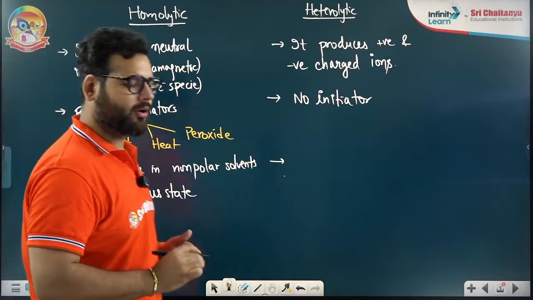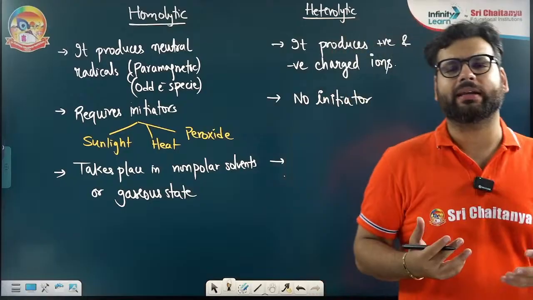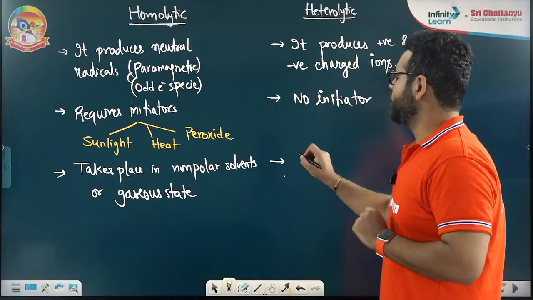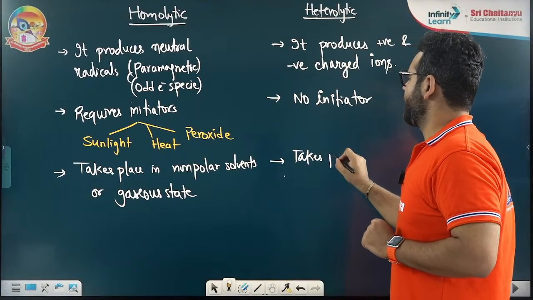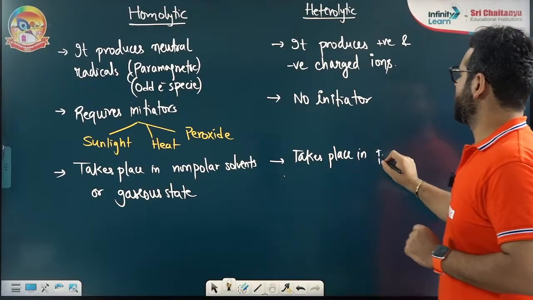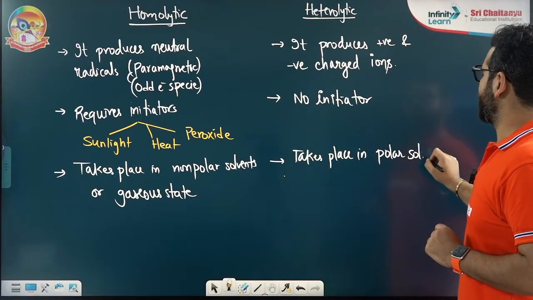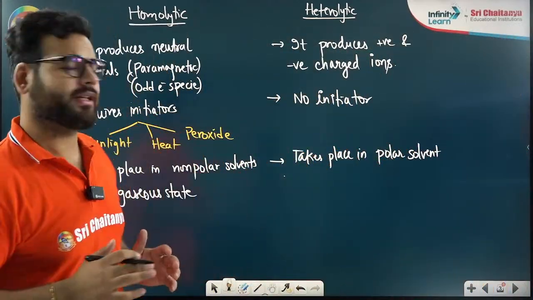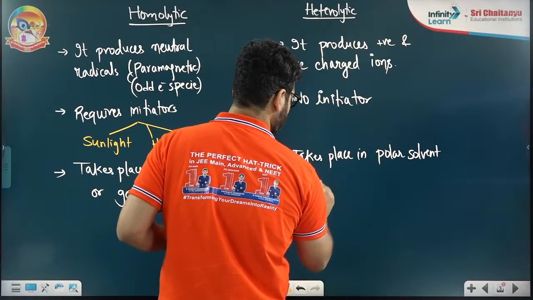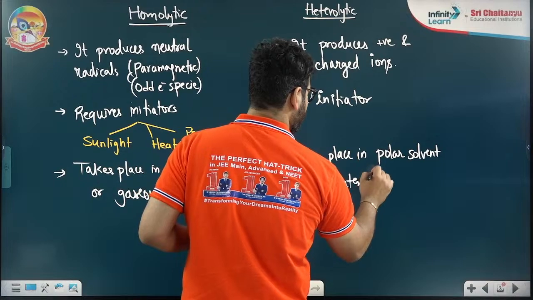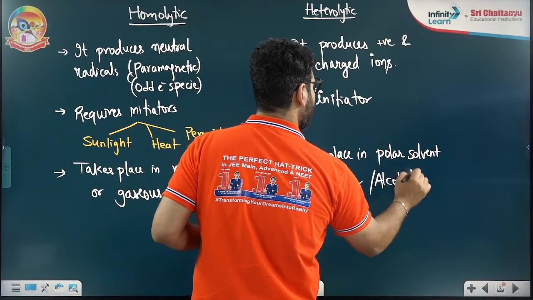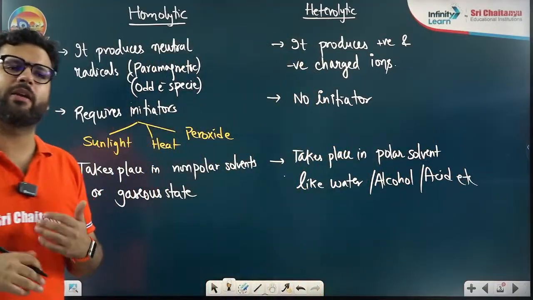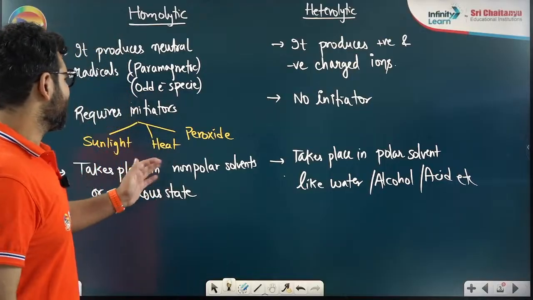If you look at the example of free radical substitution of alkanes, it will take place in the gaseous state. Whereas heterolytic takes place in polar solvents. Sometimes non-polar solvents can also be taken here, but it is majorly achieved in polar solvents like water, alcohol, carboxylic acid, etc. You can take liquid ammonia as well. In liquid ammonia also it can take place. So these are the important points.